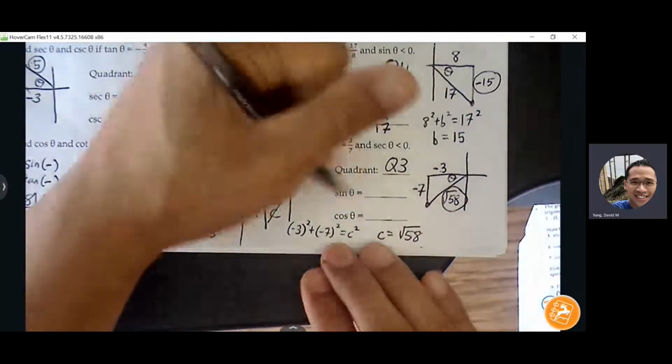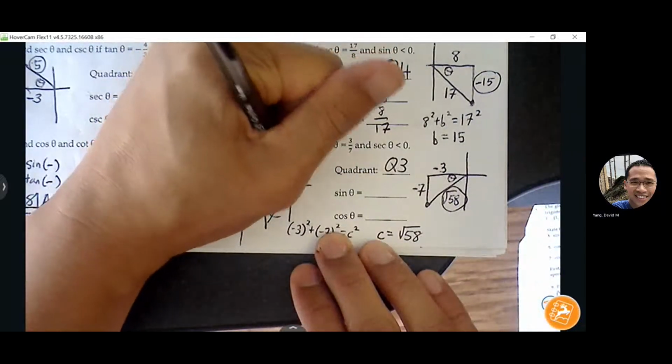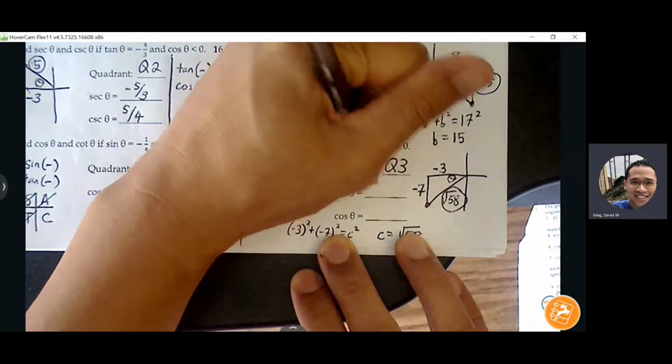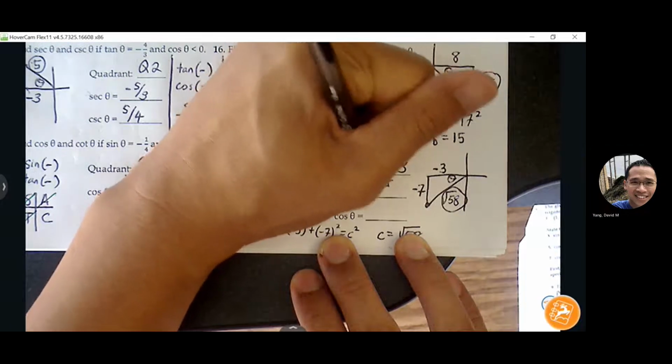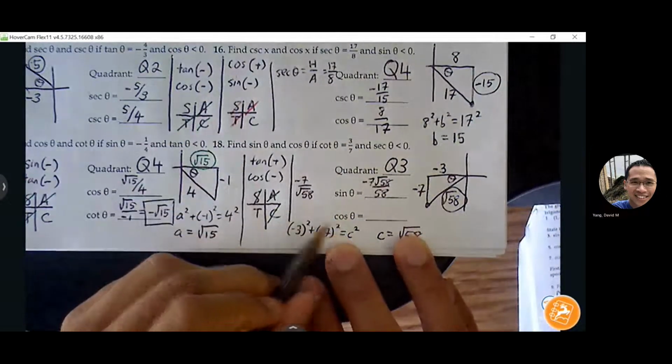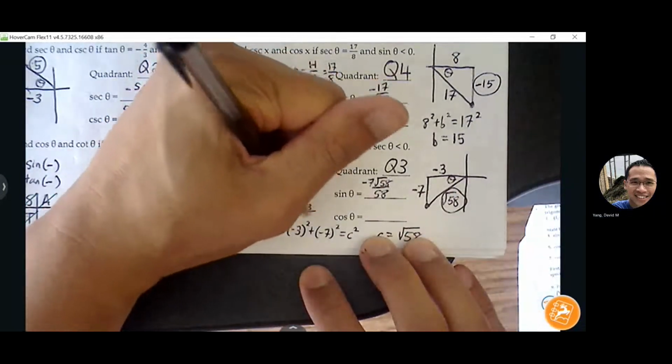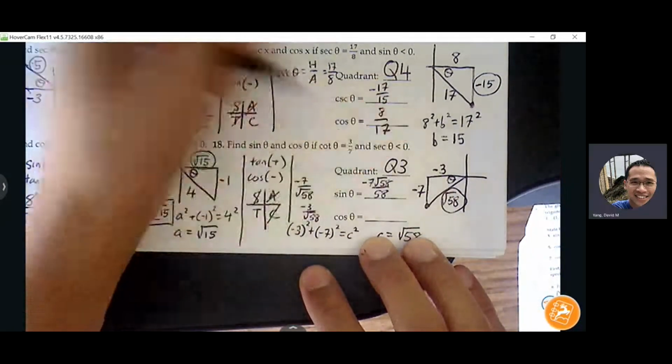Opposite over hypotenuse. Rationalize the denominator. Cosine, adjacent over hypotenuse. Rationalize the denominator.